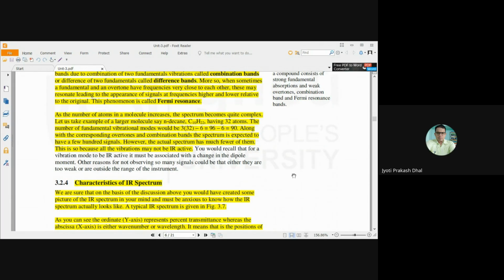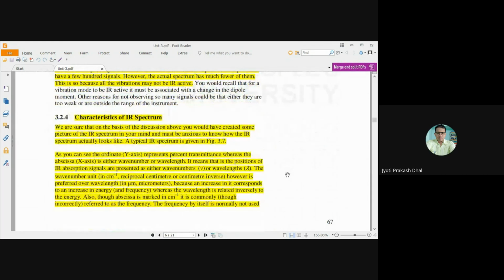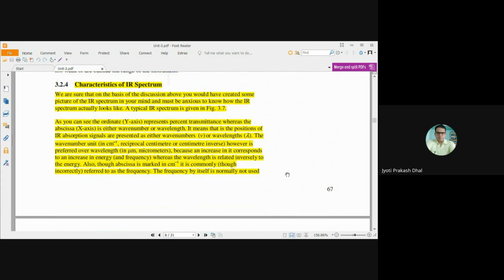So if we consider the IR spectrum of a complex molecule like N-decane, that will show 90 different peaks or 90 different signals. Now coming to the characteristics of IR spectrum.